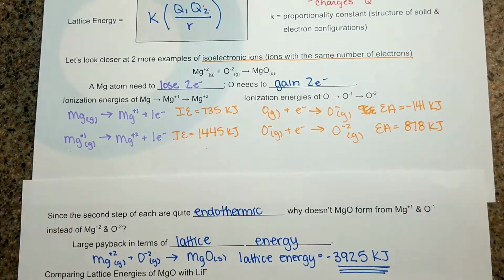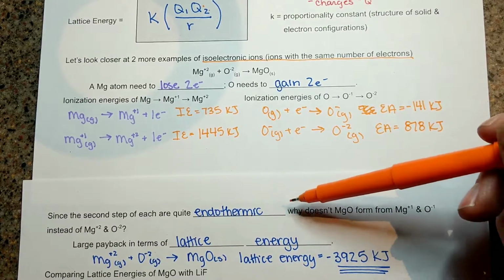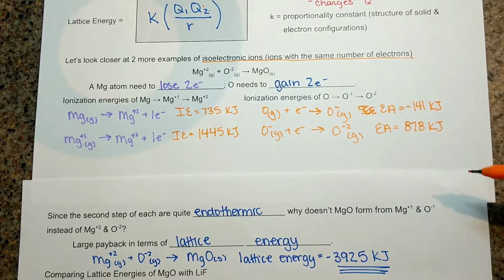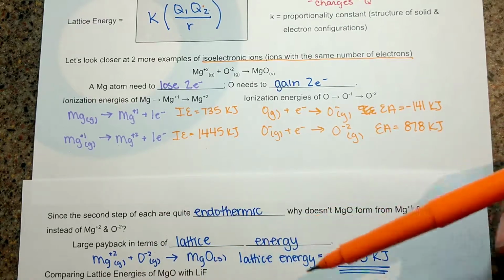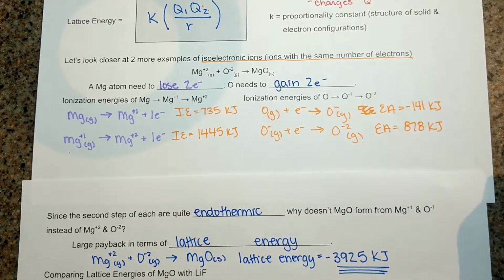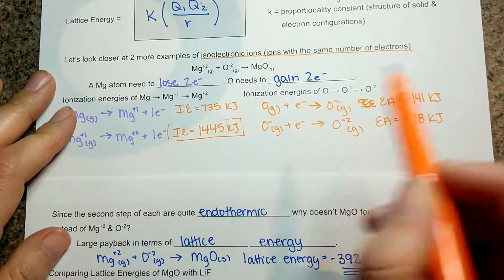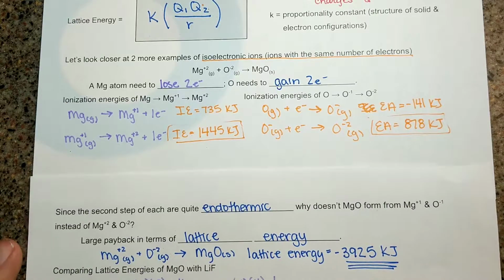So, since the second step of each of these two reactions is very endothermic, why doesn't magnesium oxide just form from magnesium plus 1 and oxygen minus 1 instead of magnesium plus 2 and oxygen minus 2? Well, it has to do with the ionization energy of the second step here and the electron affinity of the second step here.